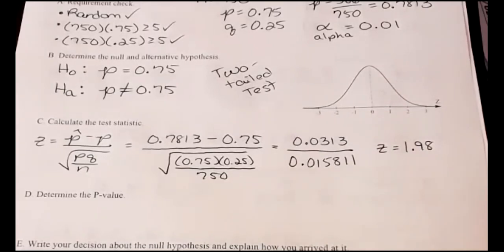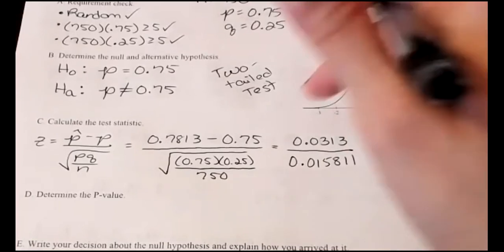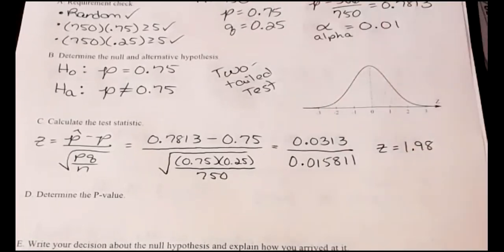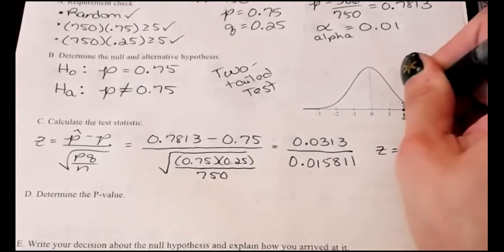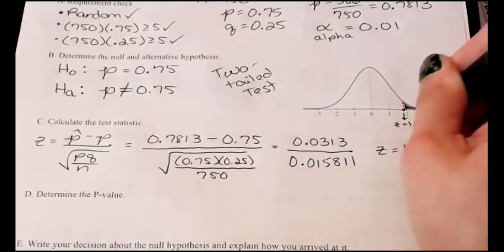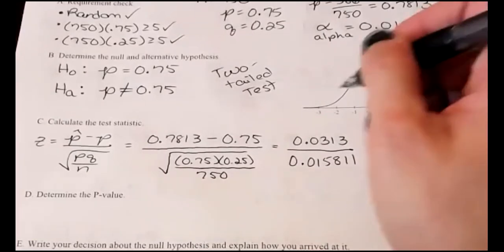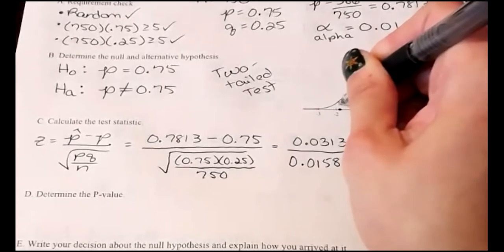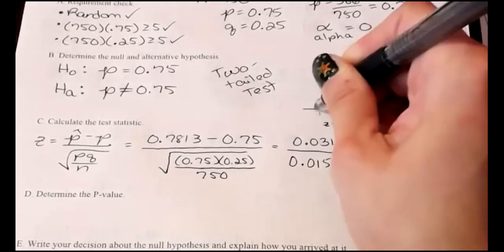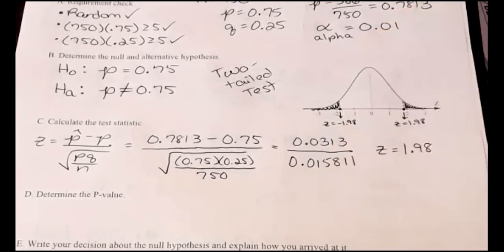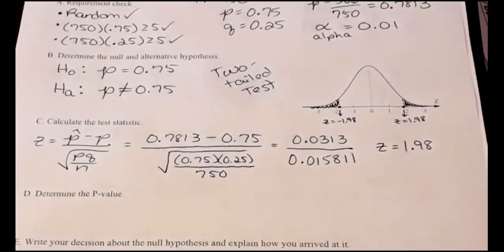Because it's two-tailed, we're going to shade in 2 tails, which means we need a positive and a negative 1.98. So 1.98 is approximately here. We're going to shade all of this stuff. And we also have negative 1.98, which is approximately here. And we'll shade all of this stuff. Good. Use your z-score table, negative 1.98.